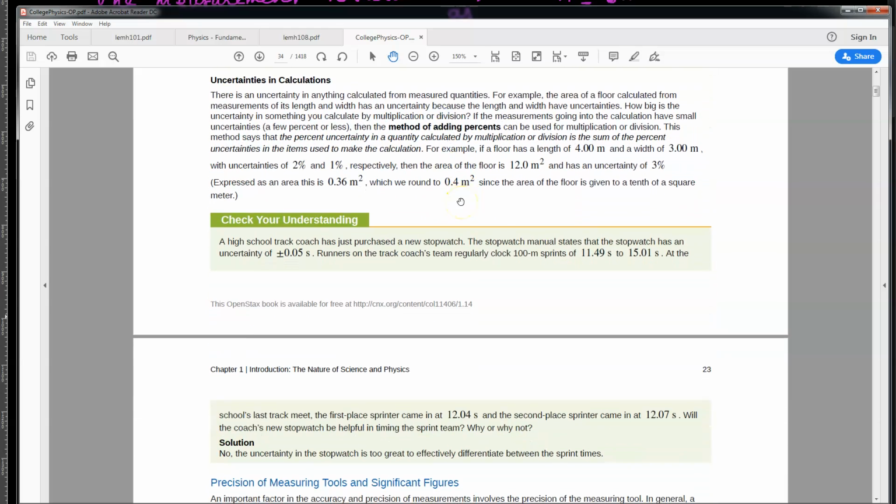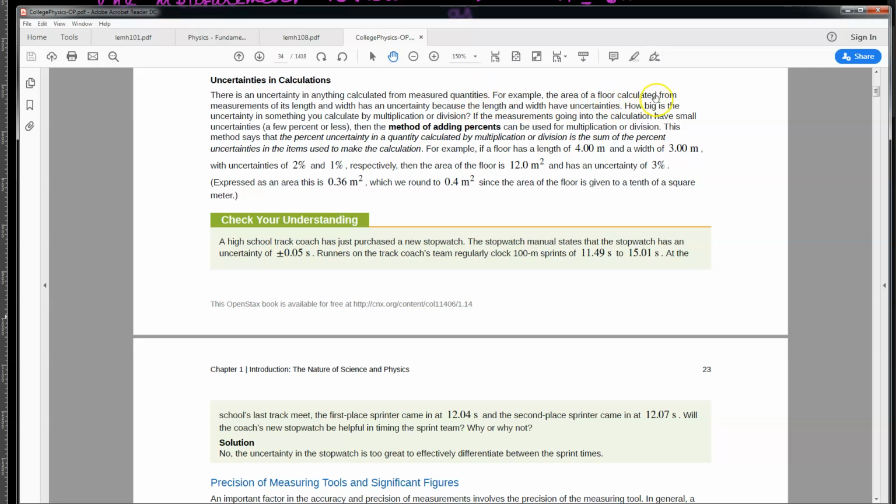And now the uncertainties in calculations. There is an uncertainty in anything calculated from measured quantities. And of course, you know that, and the reason for that is that these measured quantities have uncertainty. When the uncertainty comes in through measurement, then the uncertainty contained in the measured value goes into your calculation, of course.